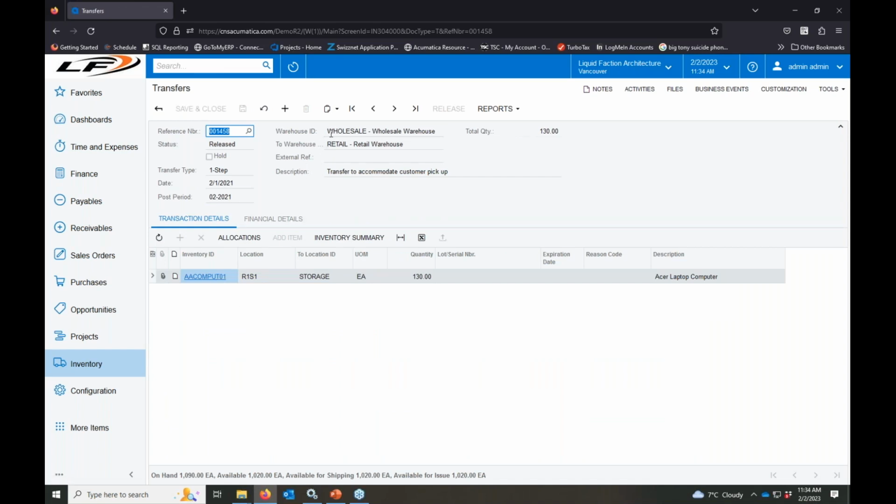So with transfers, I'm going from warehouse here to the retail warehouse, just like that distribution flow showed. And we're moving 130 units from this location to the retail warehouse, which has a total quantity of 130. So, transfer to accommodate customer pickup.